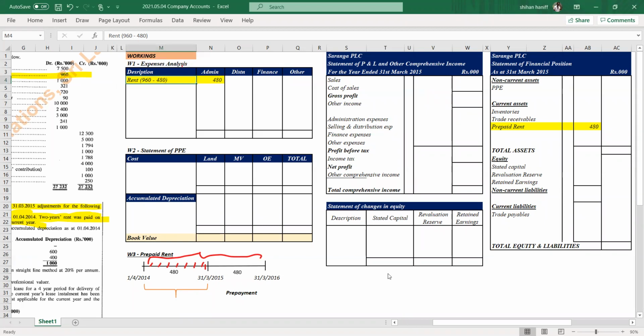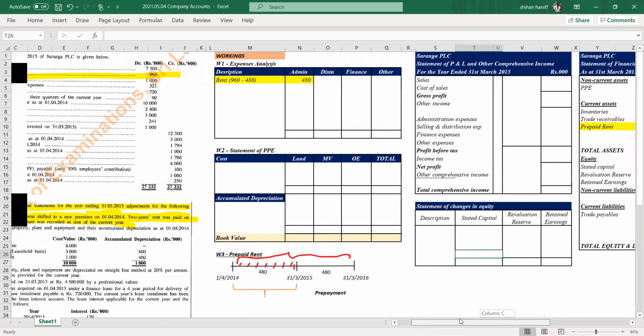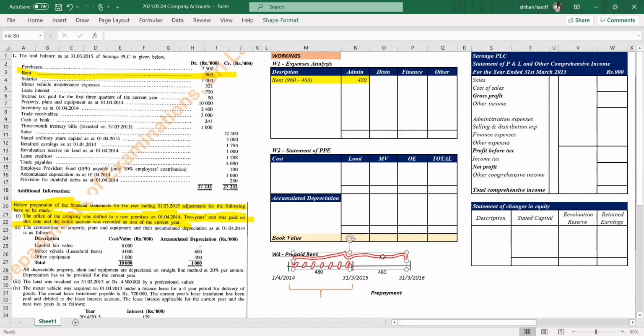Now let's do the second one. Composition of property, plant and equipment and their accumulated depreciation as at 1st of April 2014 is as follows: land at fair value, motor vehicle, which is a leasehold asset. Now this question was given before the lease standard changed.